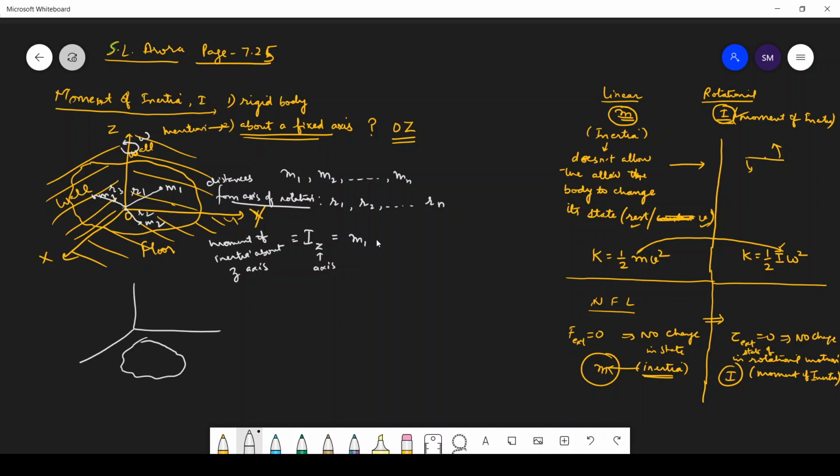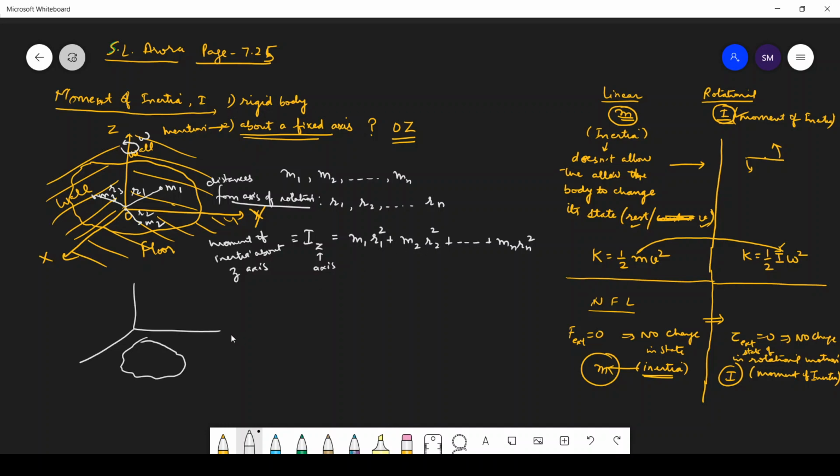m1 r1 square plus m2 r2 square plus so on plus mn rn square. It is the product of masses and squares of the respective distance from the axis of rotation.